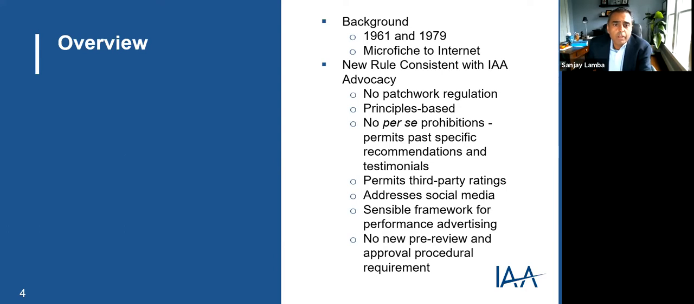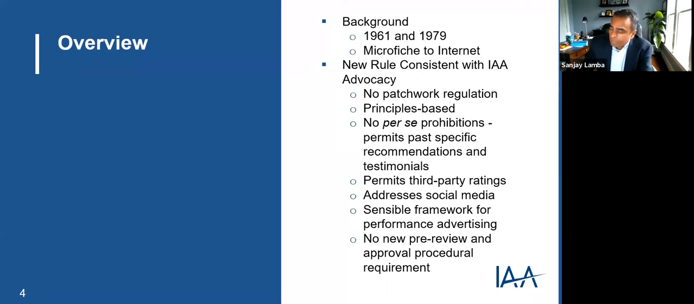The new rule will permit third-party ratings, again, with certain conditions, just primarily disclosure related. Now, the new rule doesn't directly address social media. It's not in the rule text anywhere, but the way the rule is set up, the framework, particularly the guidance that was provided in the adopting release, really addresses social media to a great extent. And we're hopeful that the new framework will allow you to start engaging in that platform in a way that can sort of help you grow your business, communicate with your clients. And we'll talk a little bit about that later today. Now, for the first time, the new rule will also provide a sensible framework for performance advertising.